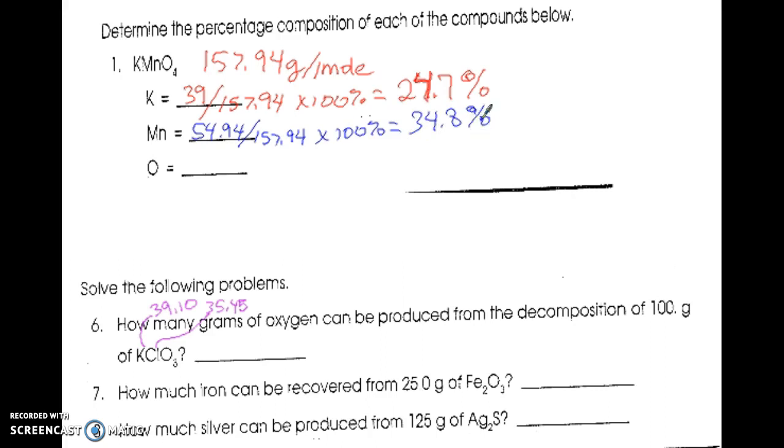Now the last one is oxygen. We can either add these up and subtract from 100, but let's go ahead and calculate it just to make sure, and we'll add it up to check our answer. So we said that there are 4 oxygen, so it's 4 times 16, so it's a total of 64, divided by the 157.94 grams, times 100%. Again, I'm going to give you a few minutes to calculate it. Take all the time you need.